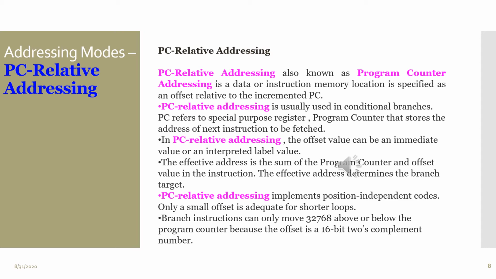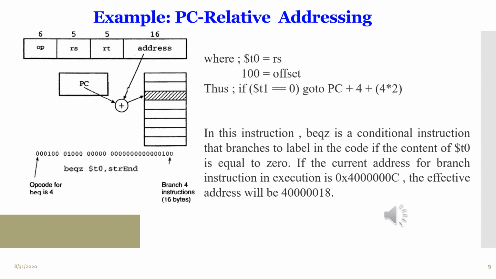A branch instruction can only move 32768 above or below the program counter because the offset is a 16-bit 2's complement number. Now let's see the example of PC relative addressing. Here the example is BEQZ $t0, str_end.